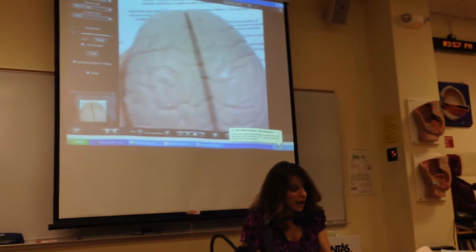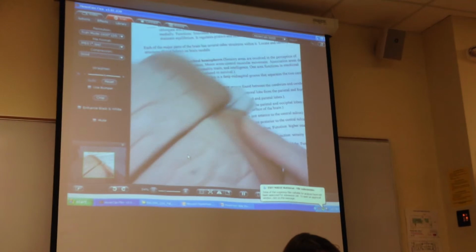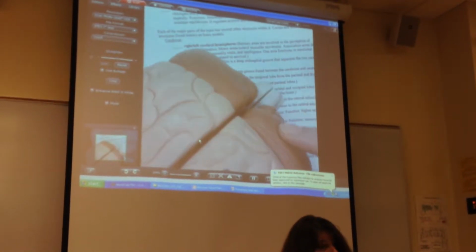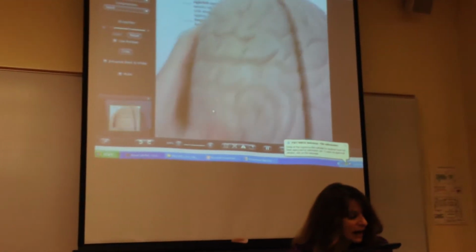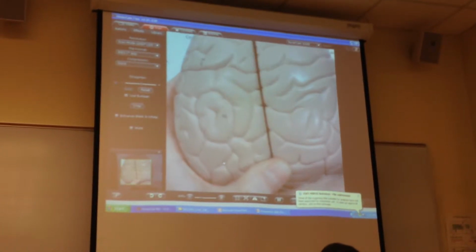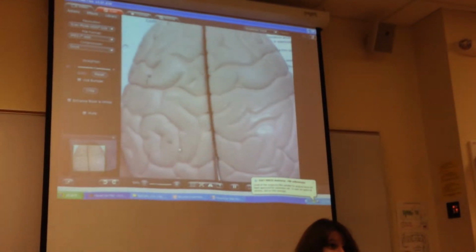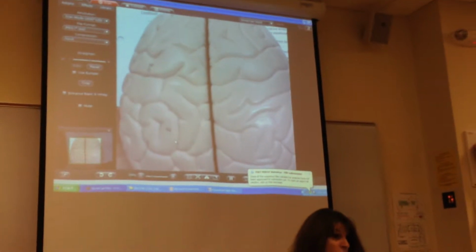If we look at these two halves of the brain, right here we see the cerebellum in the back. And over here, I see my two cerebral hemispheres. So here's my cerebellum back in this region where my thumb is. This would be the right cerebral hemisphere, and this would be the left cerebral hemisphere. Then I have this long fissure that goes all the way down this way.